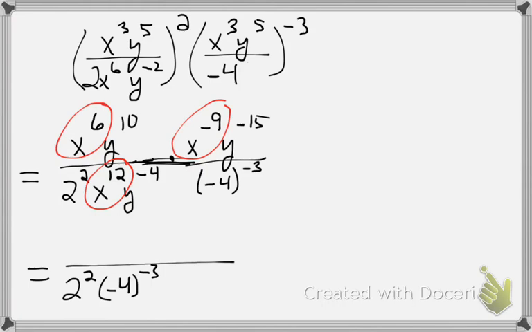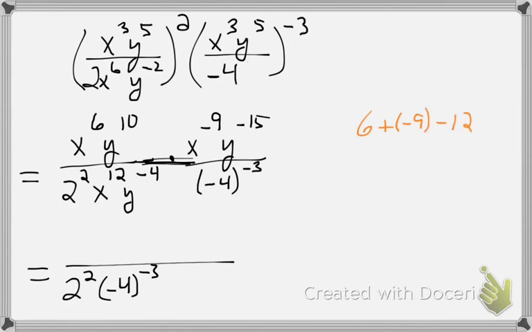Now you guys can take this as slow as you want to, but if I'm multiplying those two, what am I doing up top? Adding. And if I'm dividing this one on the bottom, what am I doing? I'm subtracting. So we have a 6 plus a -9 minus a 12. You guys agree? What is that? -3 minus 12. That's -15. So I have x to the -15. Oh my gosh. You guys okay with that?